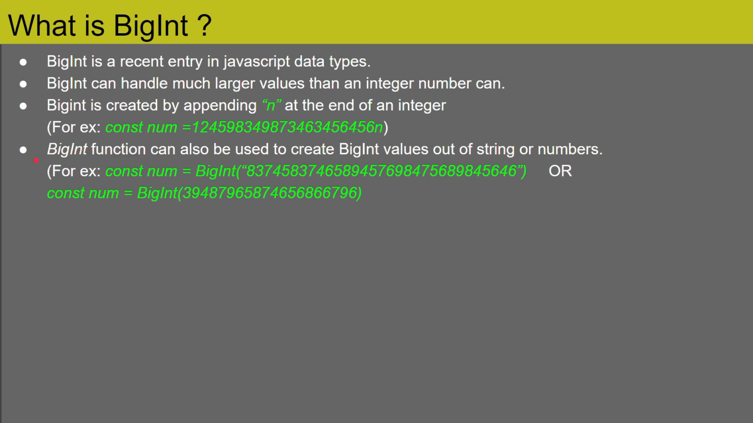And the Bigint function can also be used to create Bigint values out of a string or number. If we have a large string value and we want to convert it to Bigint, because very large string values cannot be converted to integer, and even if they are converted, they will not be correctly represented, we can use this Bigint function to convert the exact same value to Bigint from the string. And we can also use this function to convert number type to Bigint type.